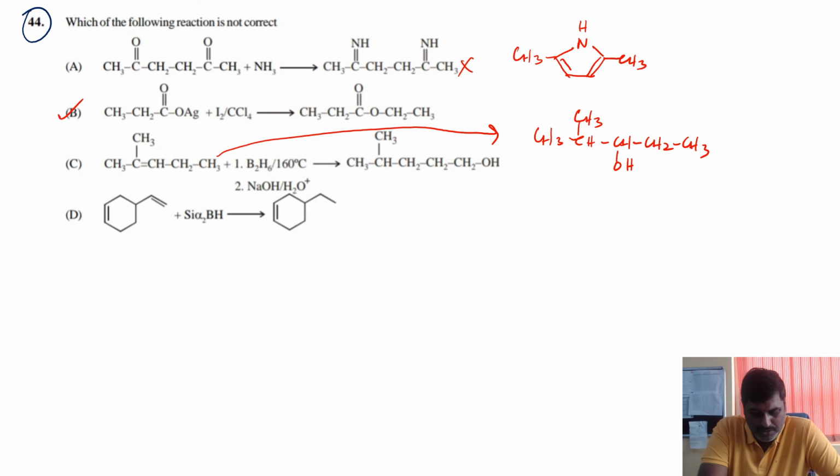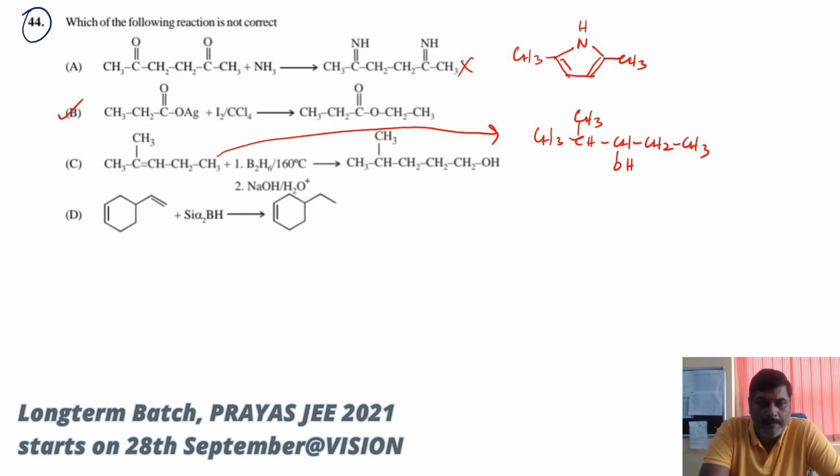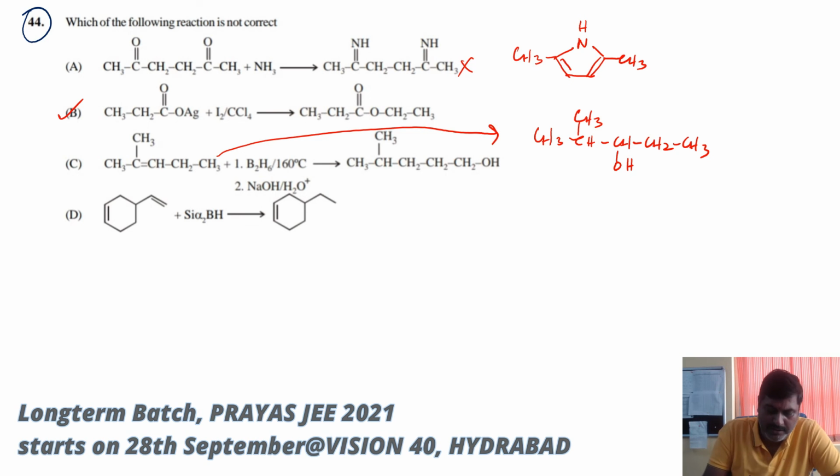D option is also the same one. We are taking here the selective reduction. For that we are using here disiamylborane, that is a hindered one, and that will reduce the double bond preferably which is less hindered, and certainly this one is less hindered.